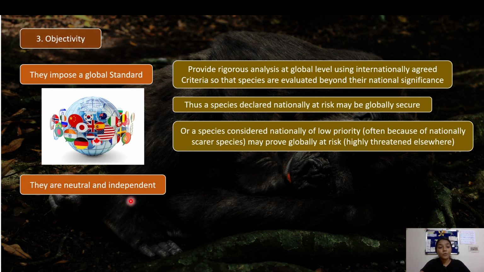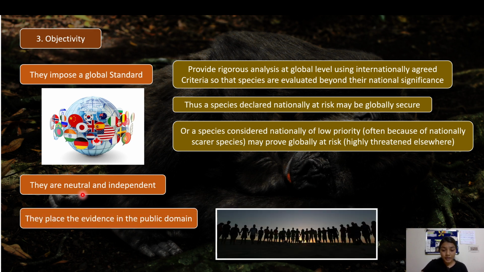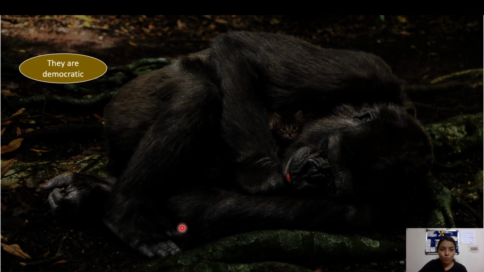They are neutral and independent, which means whatever decisions and information they give is based on a good amount of research, and therefore it is not biased work, it is neutral and independent. They place the evidence in the public domain. See, this is very important. Whatever list comes of threatened species, they put it in the public domain so that people can know that these are the threatened species and it is happening because of this reason. We need to take care, so that people can see that directly. So it is put into the public domain, which is very important for conservation at the personal level. You know, self-realization is equally important.